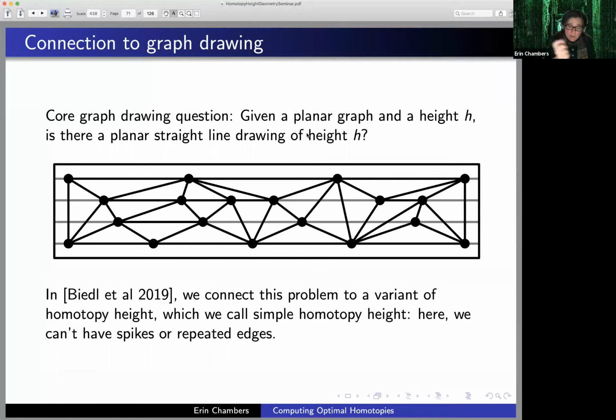We connect this to a variant of homotopy height with only face moves. You don't have spikes or repeated edges. So again, it's a slight variant of the problem, but it's a similar one.